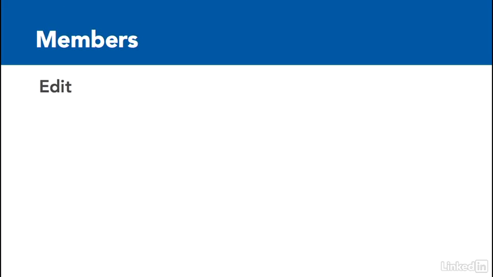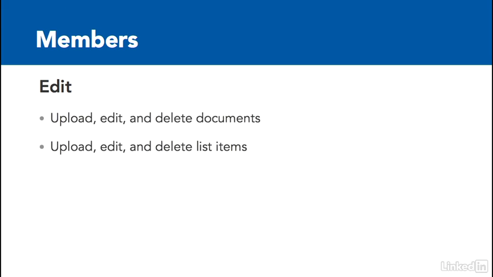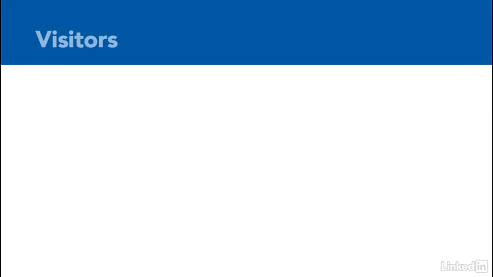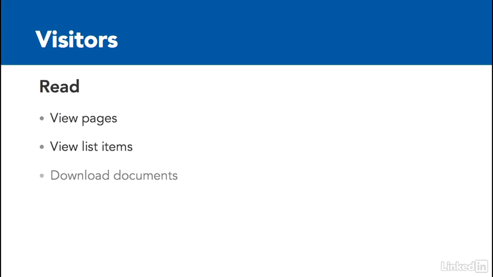Members are given the edit role, and in the edit role, they have the ability to upload, edit, and delete documents, upload, edit, and delete list items, and create, edit, and delete lists. Finally, we have folks who are visitors to sites. Visitors are given read permission, which means they can view pages, view list items, they can download documents.